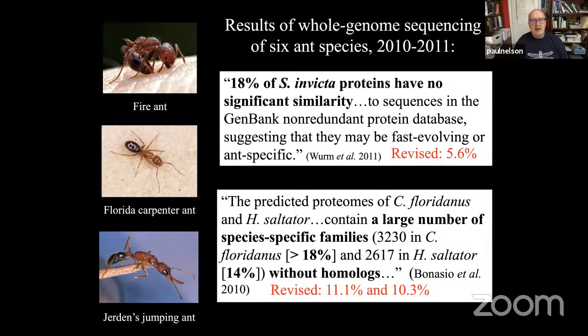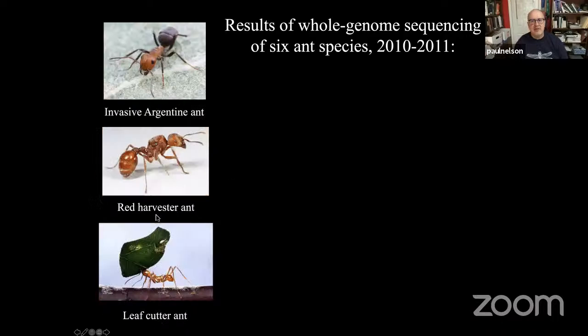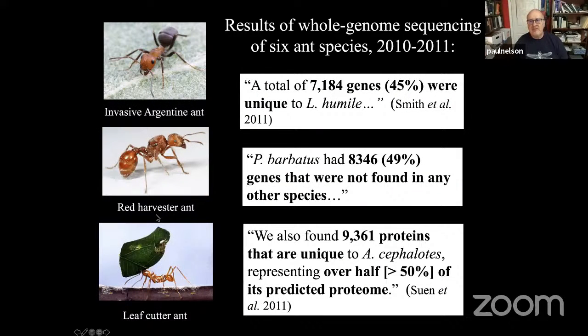In 2010, 2011, 6 ant genomes were sequenced, and on initial pass, they had very high fractions of orphan genes. Well, you have to compare these ant genomes one to another. When that's done, the orphan fractions come down. So the revised figure here for the fire ant is 5.6 orphans, 11.1 and 10.3 for these two species respectively. In these cases, the revised numbers came down to 8.9, 12.6, and 11.4 orphans, respectively.